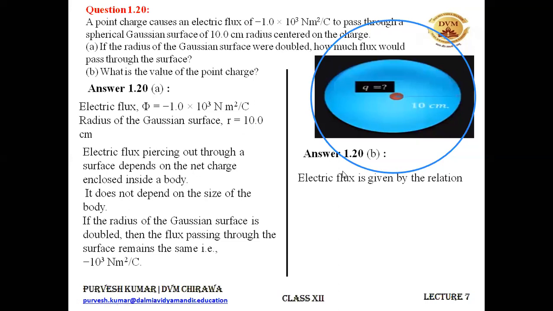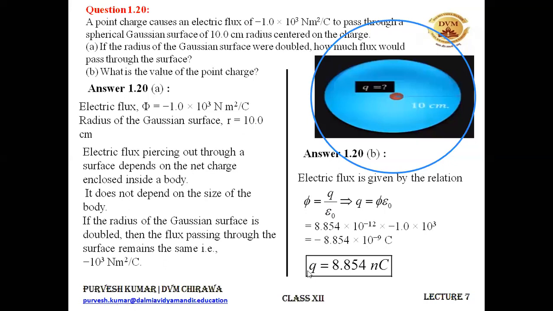So electric flux is given by the relation phi equal to q upon epsilon naught. So we need to find this q. Q is equal to phi into epsilon naught. It is phi multiplied by epsilon naught. Value of phi is 10 to the power 3. Epsilon naught, you know, 8.85 into 10 to the power minus 12. So it becomes like this, minus 8.854 into 10 to the power minus 9 coulomb. All right. So this is my charge. Please put a minus over here. It is minus.